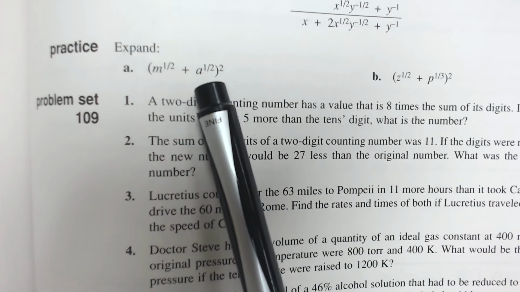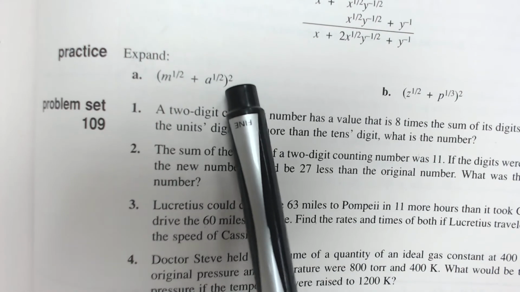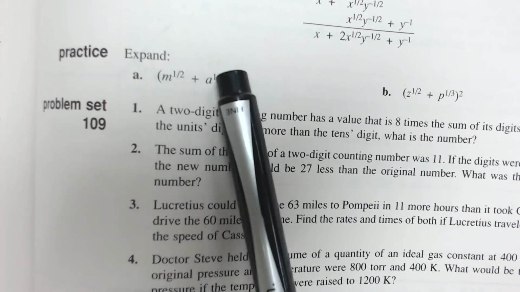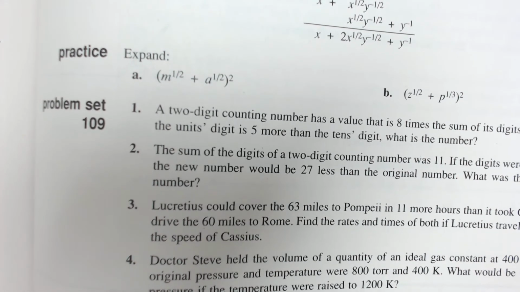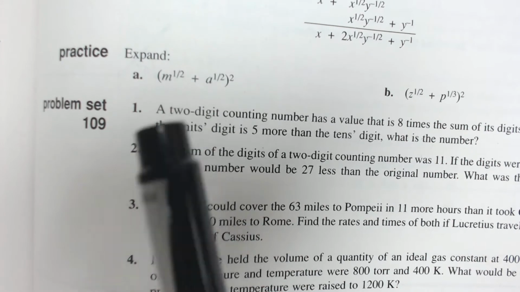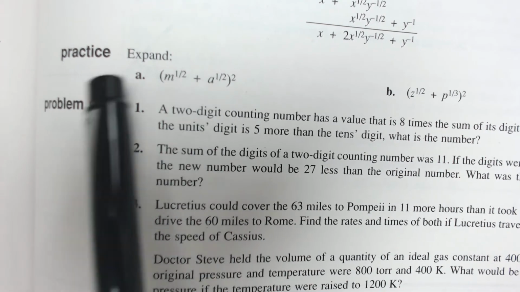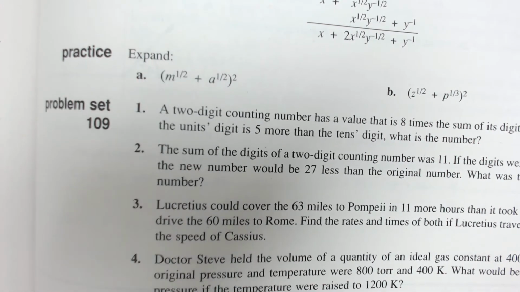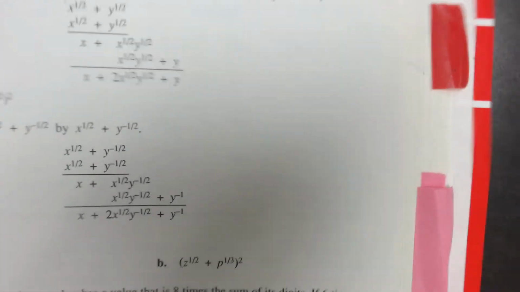Now, what if we have to expand a polynomial like this? Can I just use the power rule and apply the 2 to the m to the 1/2 and the a to the 1/2? No, I cannot. What I must do here is expand, or multiply, which is another word for expanding. We'll do an easier example first, and then we'll work on that one.